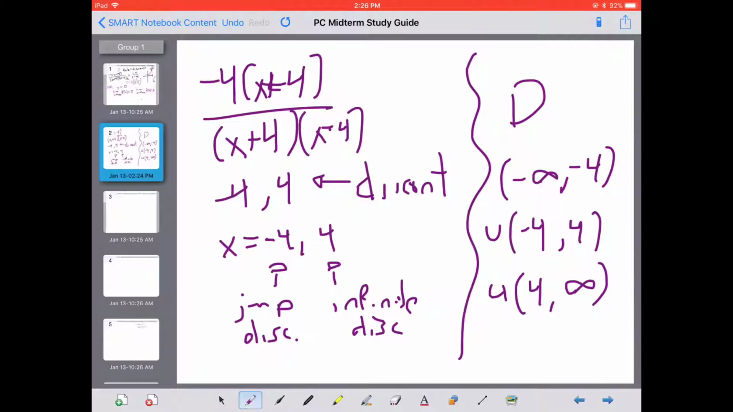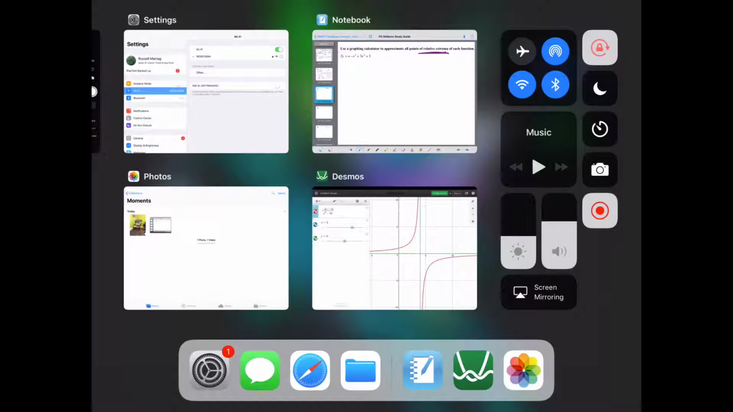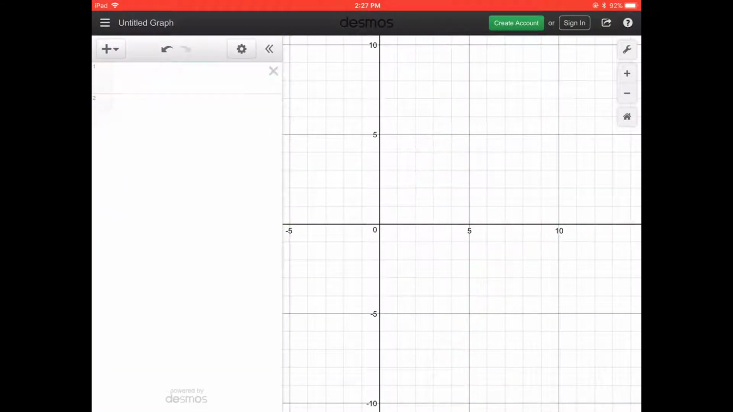So there might be a lot of work for one problem, but then some of our other problems aren't too long. So like if we look at number 2, we have this cubic function. We want to find all the relative extrema. The way that we did this in class, we just graphed it real quick. So let's go back to Desmos and graph this and just use that graph to check for local extrema.